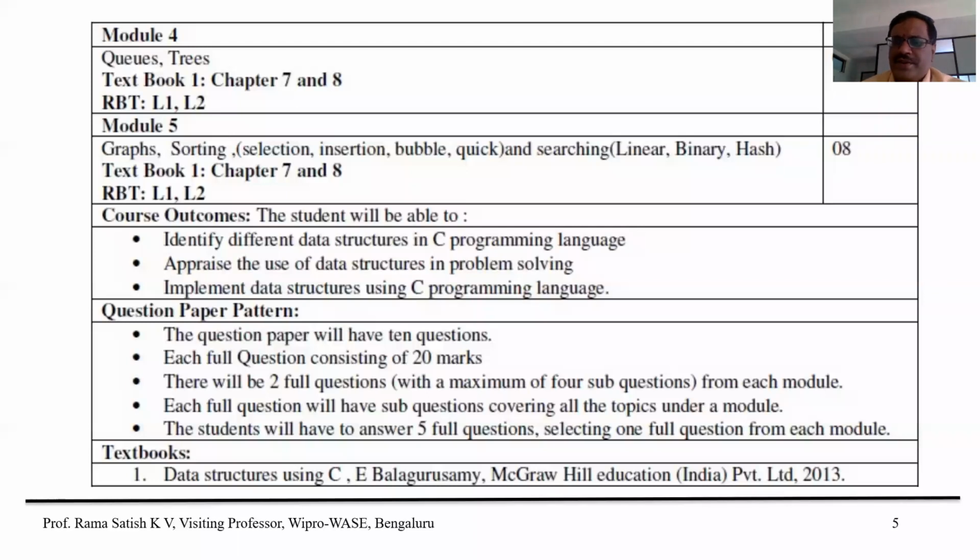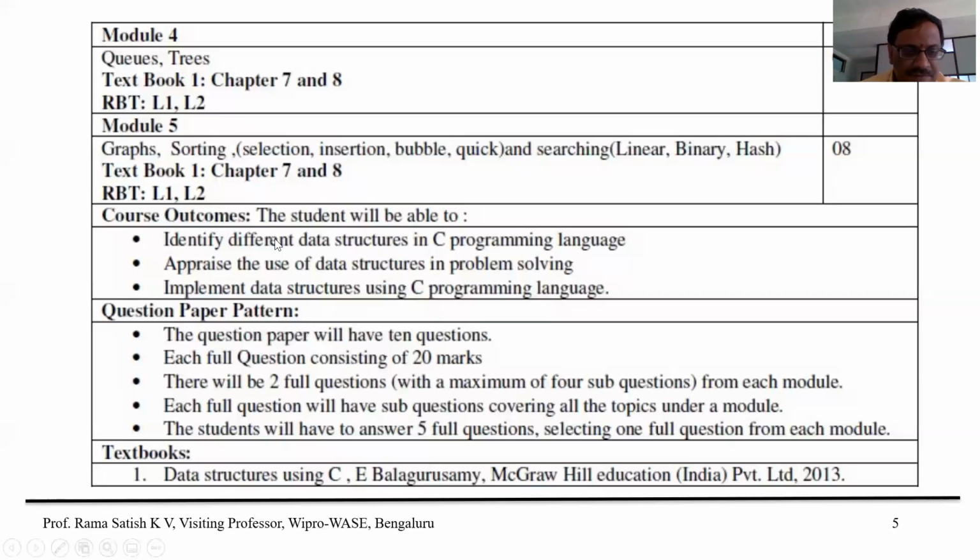Coming to the question paper pattern. You have 10 questions, 2 questions from each module, of 20 marks. Out of question number 1 and question number 2, you have to write any one. And for module 2, there are question numbers 3 and 4. Out of these 2, any one, the same. With respect to module 3, module 4, module 5 also, the same. So obviously all modules are equally important, and of course you have to do them.